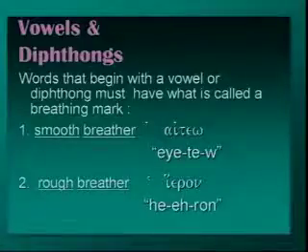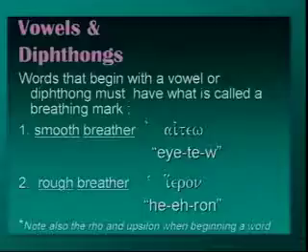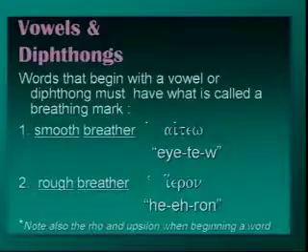Hieron. Okay? So you'll come across these in the Greek text, and when you're pronouncing words, you'll want to pay attention to whether this word that begins in a vowel or diphthong has a smooth breathing mark or a rough breathing mark. Doesn't matter with pronunciation with the smooth breathing mark, but with the rough breathing mark, it does. You put an H sound before it. Note also that the rho and the upsilon, whenever they're beginning a word, regularly have that rough breathing mark. Okay? They regularly have that rough breathing mark.